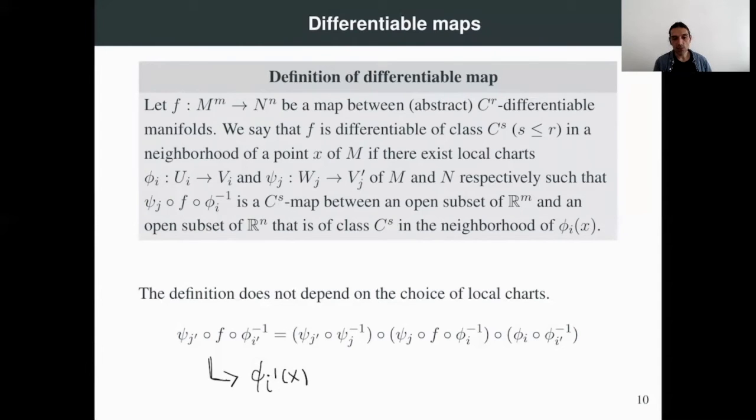But the issue is that this map can be actually written down as a composition of three maps that are these three maps over here. The first one is going to be a C^r diffeomorphism as a consequence of our compatibility condition.